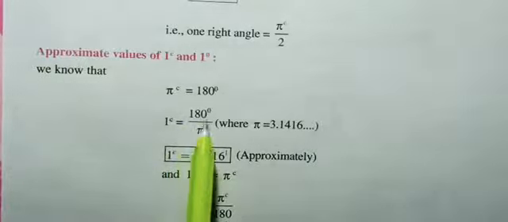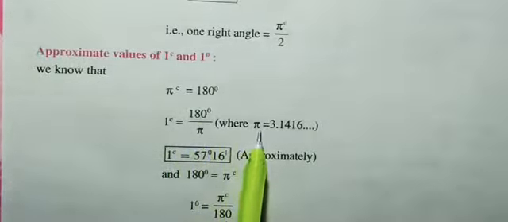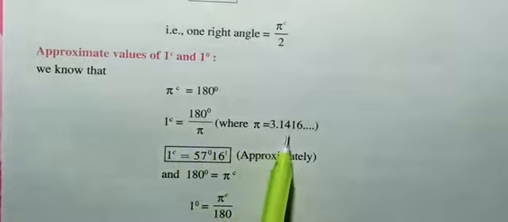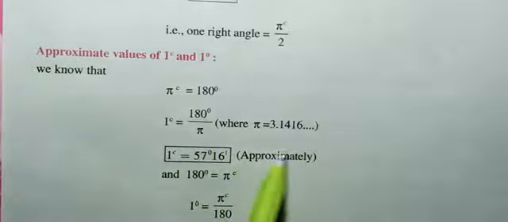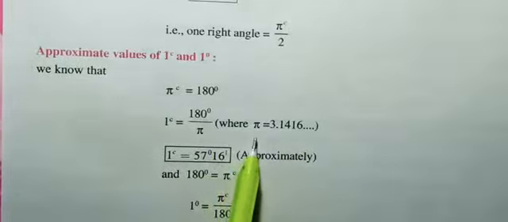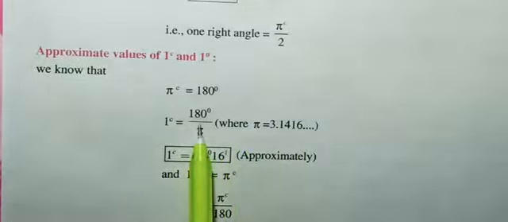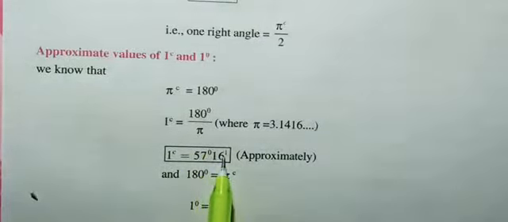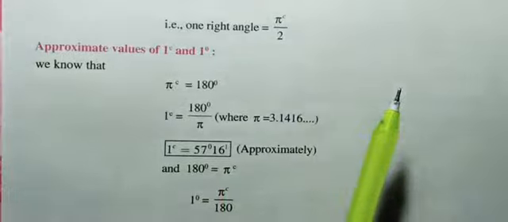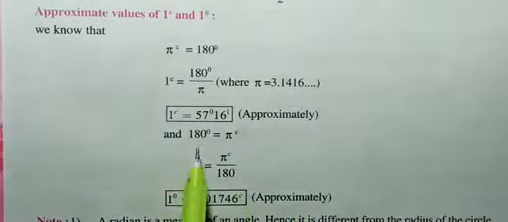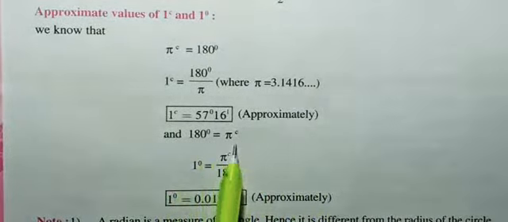So 1 radian is equal to 180 degree by pi. But the value of pi is whatever we know, 3.1416 like that. So if we put this value over here and calculate, we get 57 degree and 16 minute approximately. And 180 degree is equal to pi radian. So 1 degree is equal to pi radian by 180.